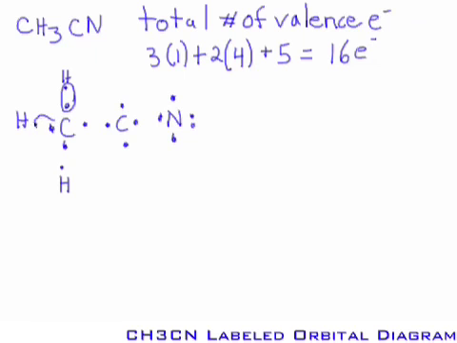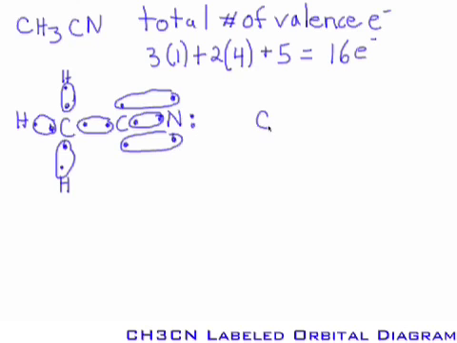Hydrogens want 2 electrons to complete its shell. The 1s, there's no such thing as a 1p, so it only needs 2 electrons. Carbon wants 8. We join up here, we've got 8. That carbon's happy. And notice there's a lone pair. So we can draw our Lewis structure.